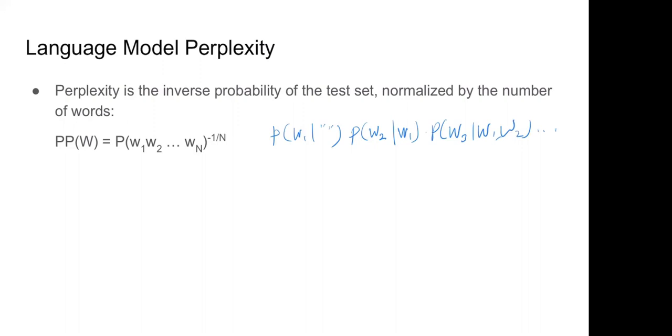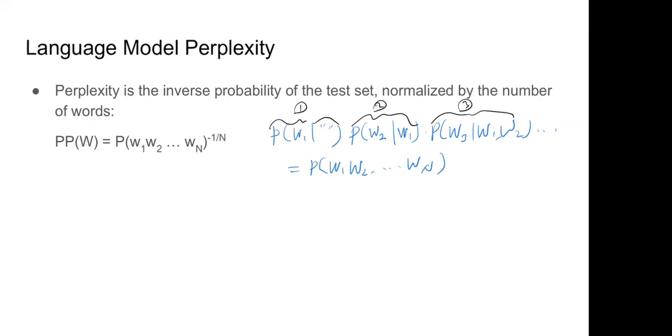And I hope you recall that if you try to simplify this multiplication, this becomes simply the probability of W1 to Wn. And each of these conditional probabilities is exactly the probability of the next word given the words up until the current time step minus one, right?